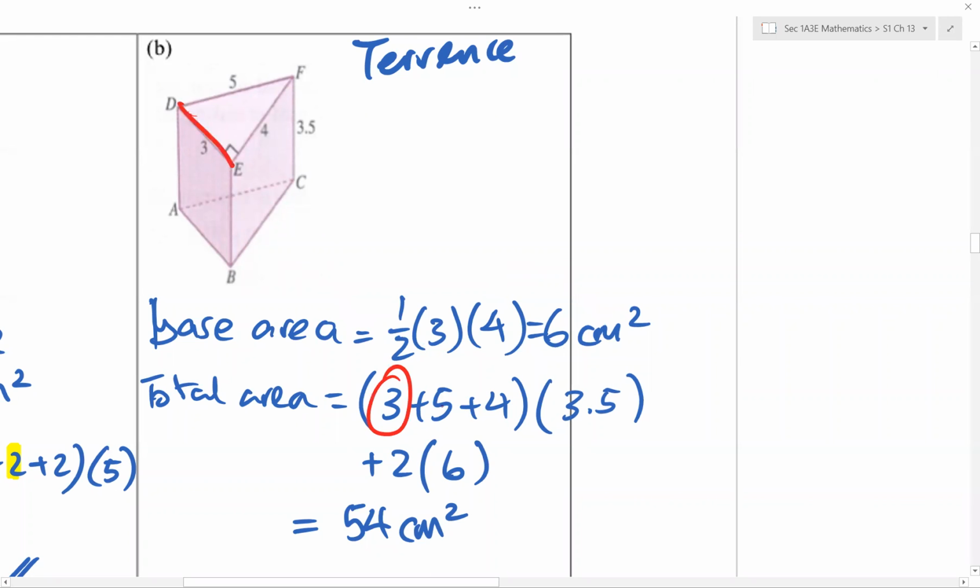D, good. Where's the 5? DF, good. Where's the 4? EF, what did you just find? Perimeter of what? Very good. And what do we do with the perimeter? Times the perpendicular height of 3.5.